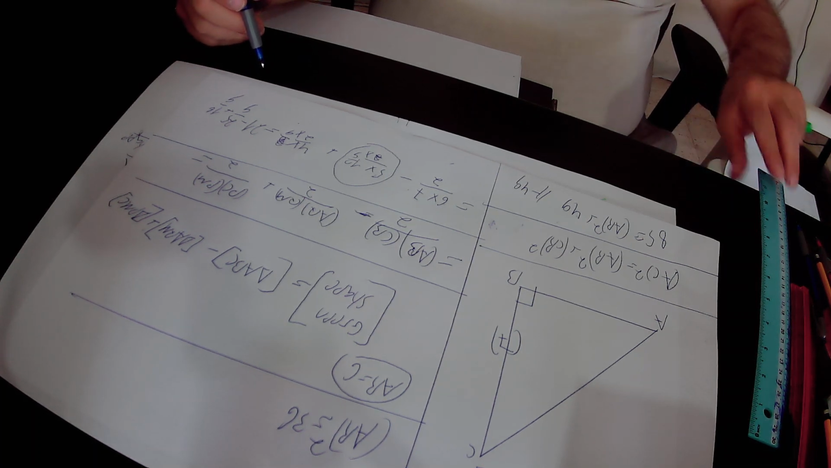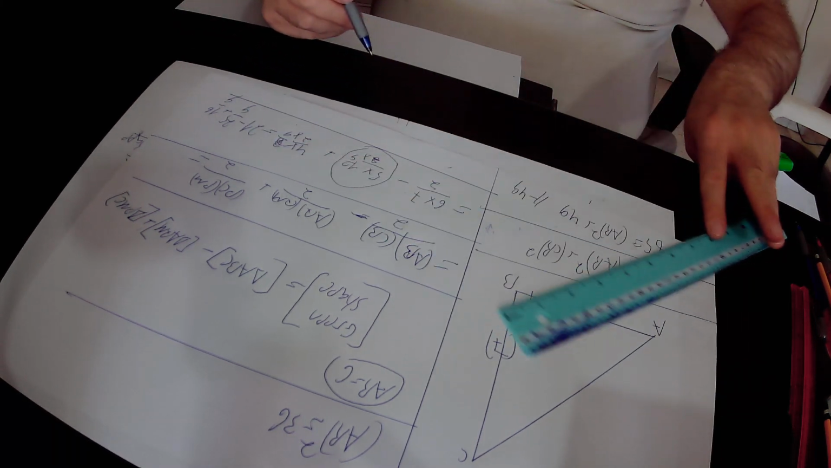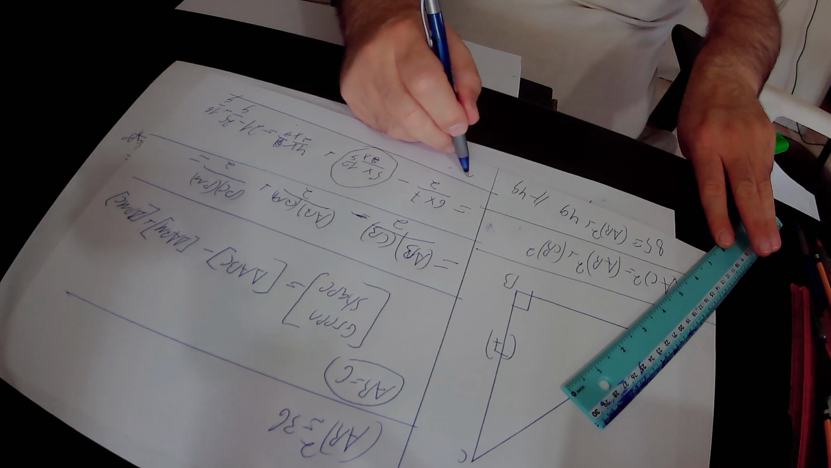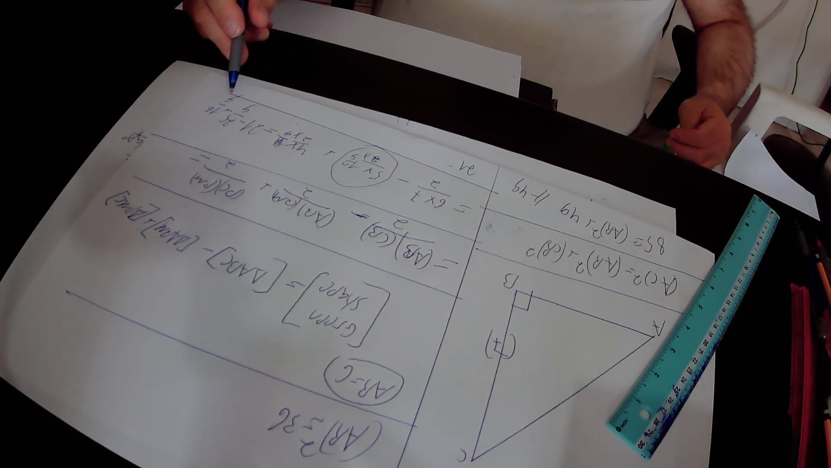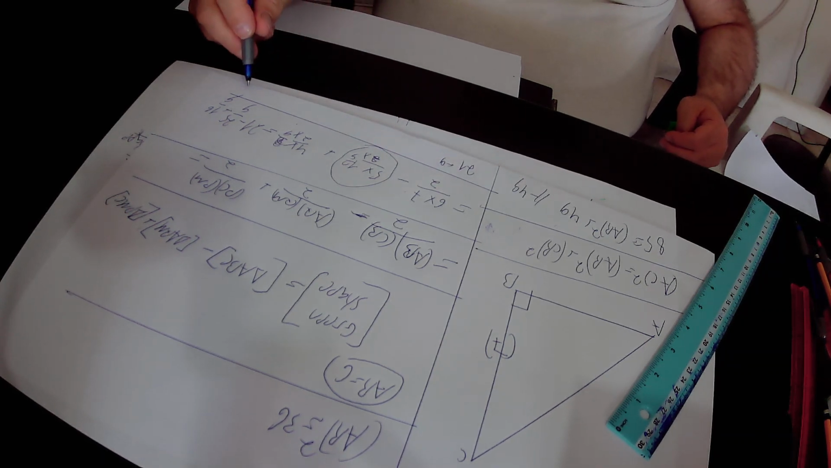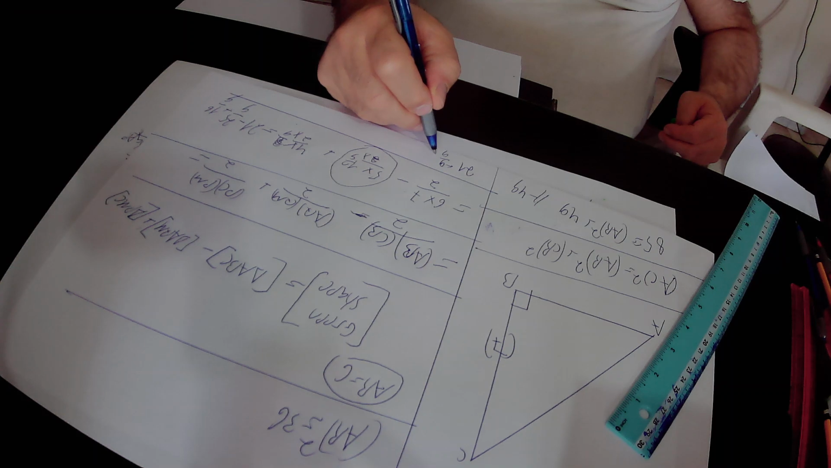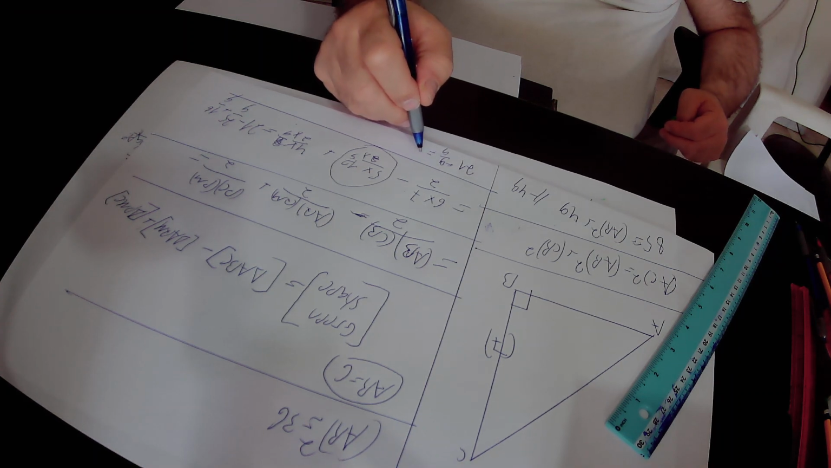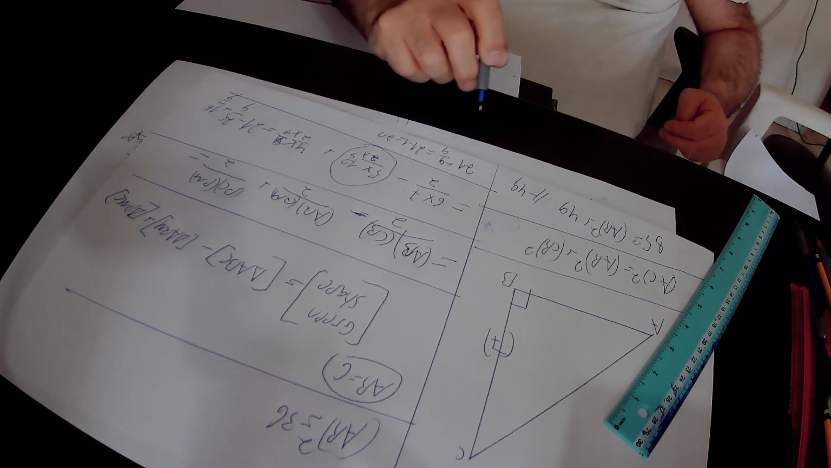So the area of the green shape equals 21, and here we have minus 25 plus 16, which is minus 9. So in total, we have minus 9 over 9. Minus 9 over 9 is minus 1. So in total, the area of the green shape equals 21 minus 1, that is 20.